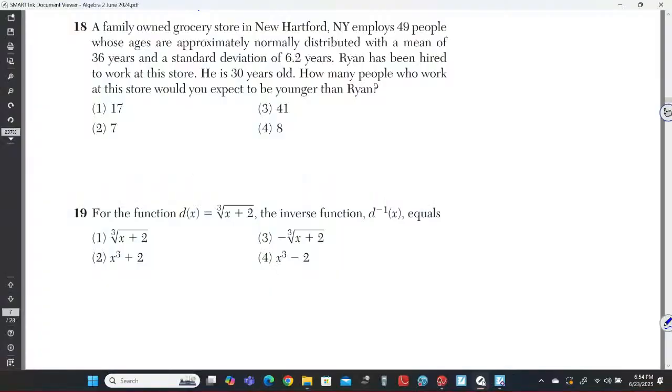A family-owned grocery store in New Hartford, New York employs 49 people whose ages are approximately normally distributed, with a mean of 36 years and a standard deviation of 6.2 years. Ryan has been hired to work at this store. He is 30 years old. How many people who work at this store would you expect to be younger than Ryan?